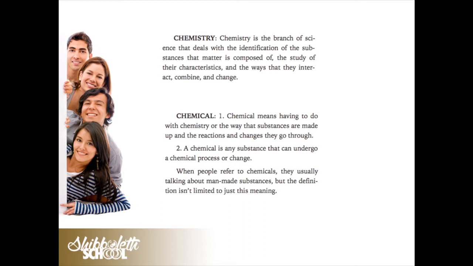So, what is a chemical? Well, the first definition is a chemical means having to do with chemistry, or the way that substances are made up and the reactions and changes they go through. The second definition, a chemical is any substance that can undergo a chemical process or change. When people refer to chemicals, they usually are talking about man-made substances, but the definition is not limited to just this meaning.